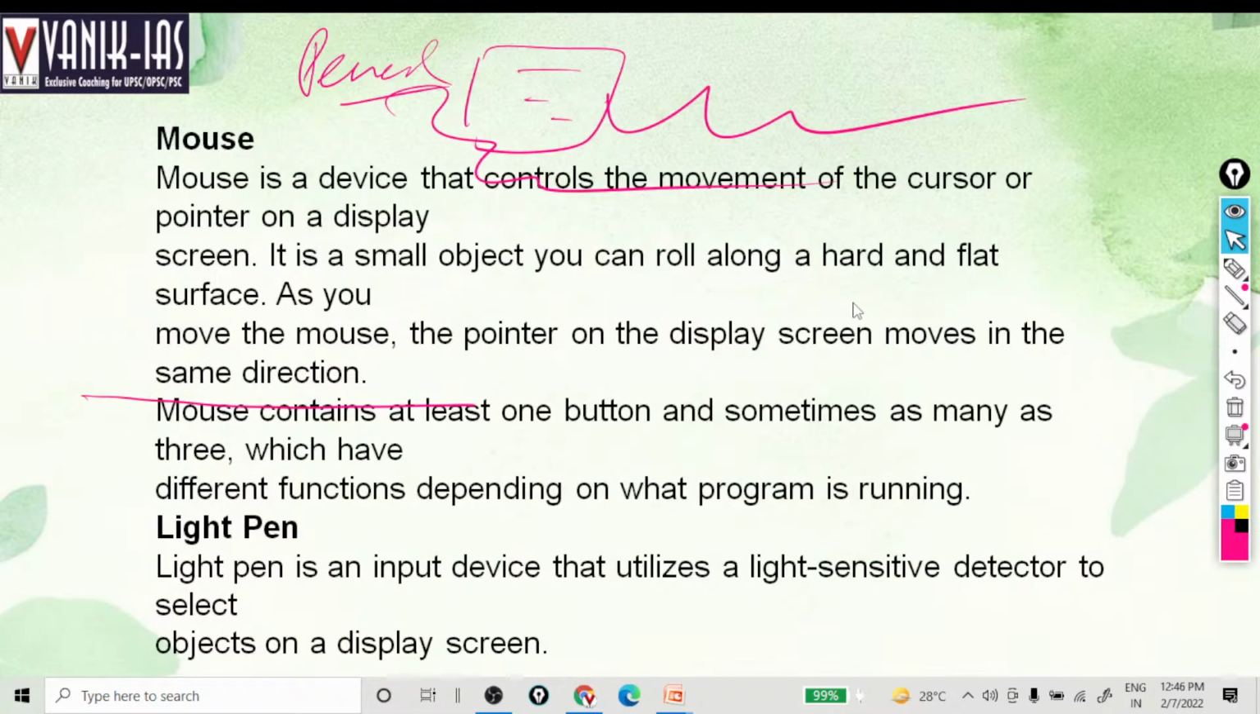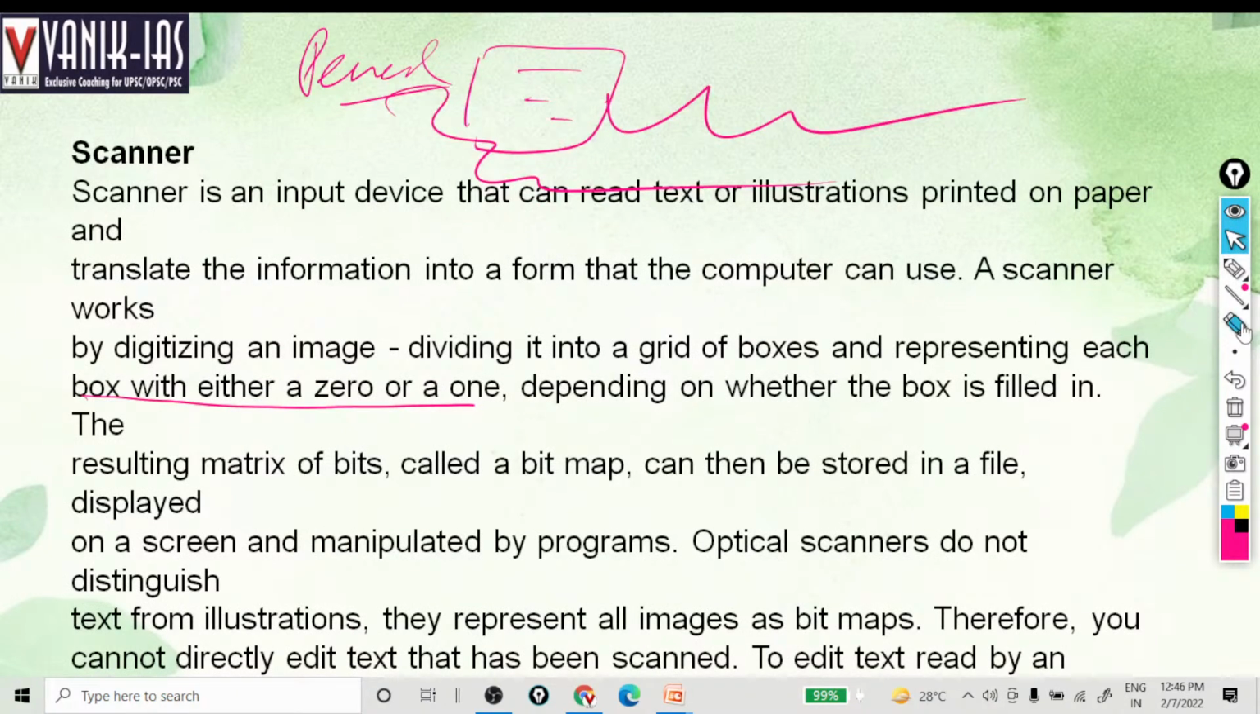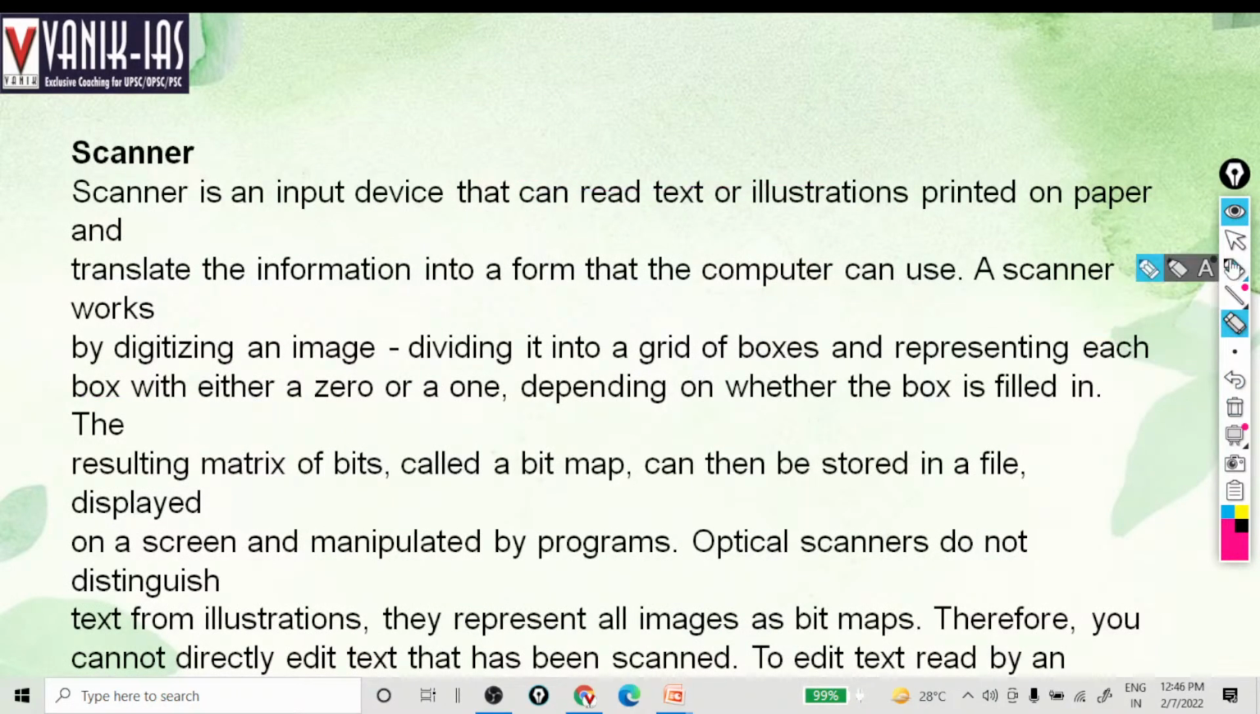Then scanner. What is a scanner? We all know a scanner, right? You can scan any paper and take it to computerized form. CamScanner, Adobe Scanner, we all are using scanners. A scanner is an input device which can read the text and illustrations printed on paper and translate the information into a form the computer can use.